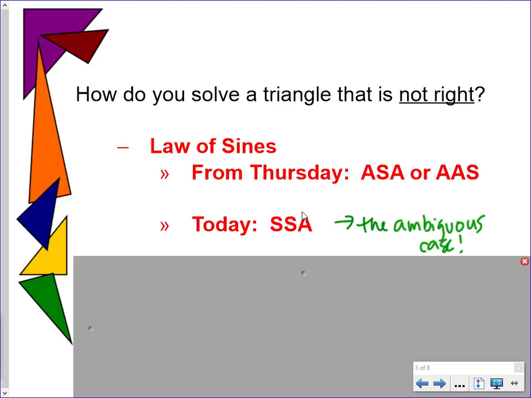Okay. So this will also be really helpful because tomorrow when we talk about the law of cosines, you can use the law of cosines when you have side, side, side, and side, angle, side. So by knowing what your given information is, it kind of dictates to you what rule or what theorem you can use to solve the triangle.